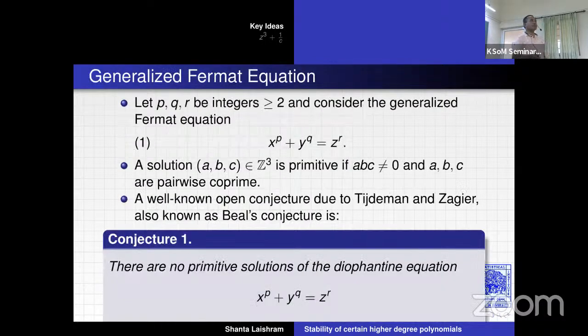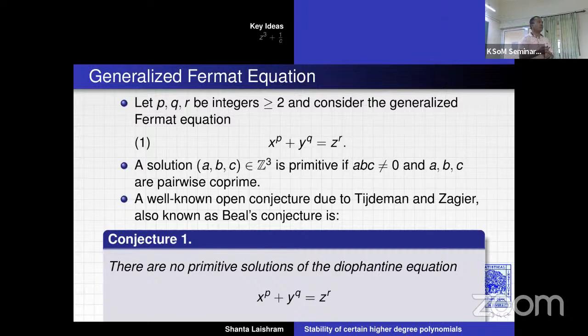For that we require the generalized Fermat equation. Because all of you know the Fermat equation, x^p plus y^p equals z^p. Generalized, here you consider the powers, which could be different. So p, q, r are integers at least 2, and we are considering x^p plus y^q equals z^r. A solution a^p plus b^q equals c^r is called primitive if abc is non-zero and a, b, c are pairwise coprime.